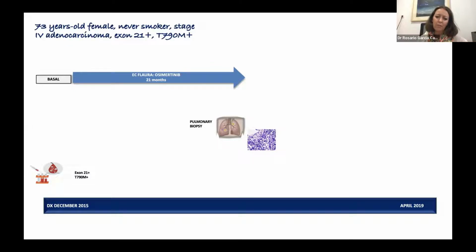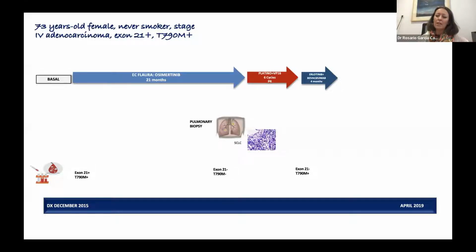We did a pulmonary biopsy. The pulmonary biopsy confirmed that no exon 21, no T790M mutation was detected. And we did see the transformation into a small cell lung cancer. We started platinum plus etoposide, 6 cycles, partial response, but unfortunately the patient progressed. We did again a liquid biopsy.